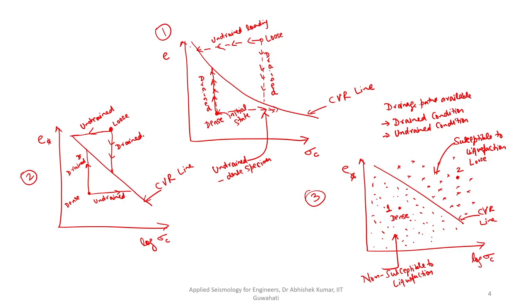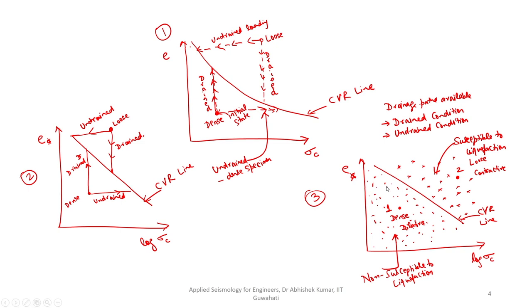Based on this, we can identify whether the soil will undergo liquefaction or not. Here we can say this is dense or dilated behavior, and this is loose specimen or contractive behavior. Now, one can write that the critical void ratio line demarcates the boundary between loose and dense samples, or the boundary between samples which are susceptible to liquefaction and which are not susceptible to liquefaction.